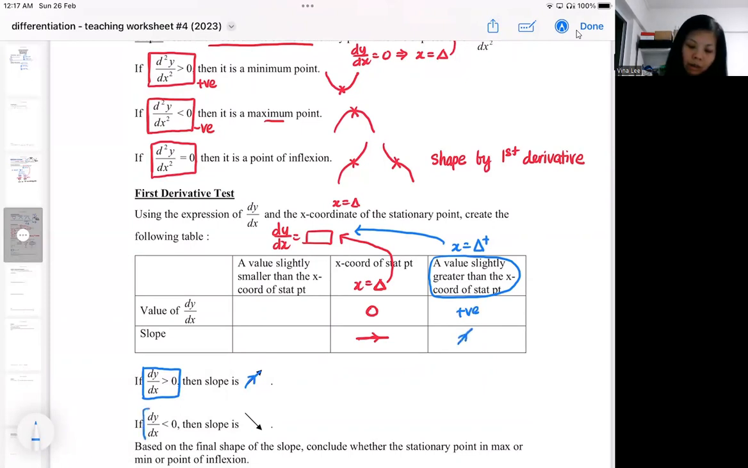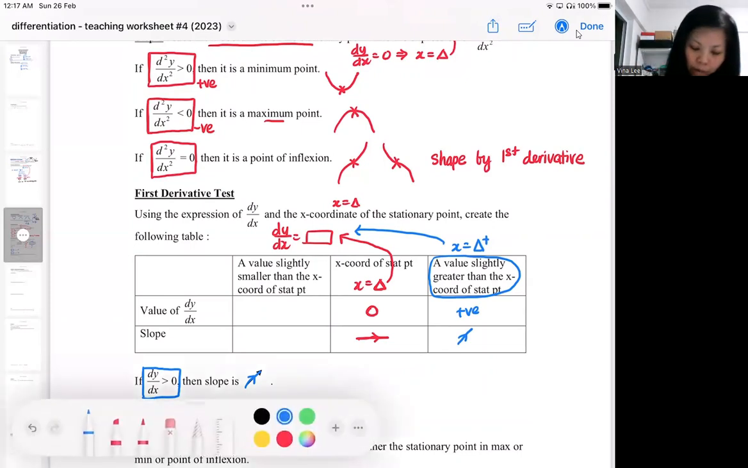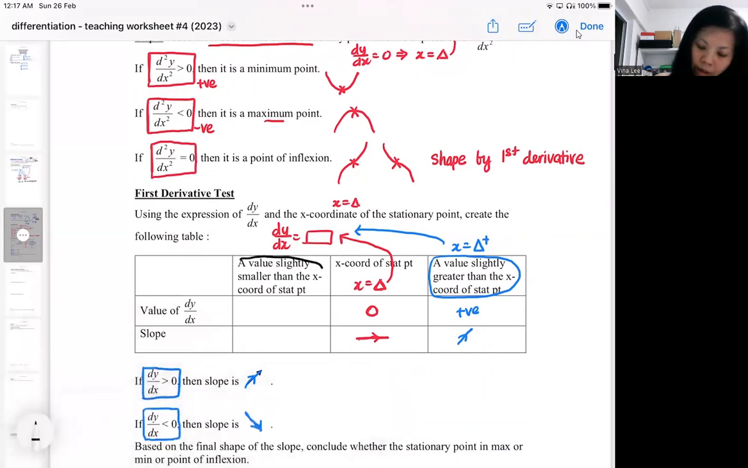Okay, so if you get a negative value, then it will slope down. I'm just guessing, let's say this is a positive dy/dx, then it will be sloping up. Then for the next one, you've got to find an x value that is slightly smaller than the stationary point. Slightly smaller. And then again, you put it inside. If you put it inside and you get a negative value, then it will be sloped down.